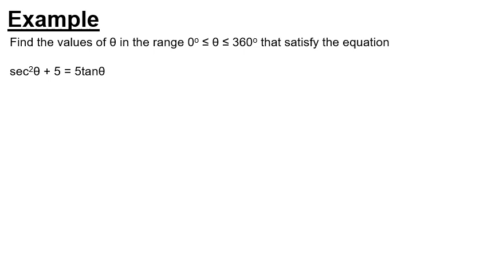Now the next thing that we need to be able to do is to use those trig identities to solve equations. So the trig identity that we're going to use in this question is that sec squared theta is equal to 1 plus tan squared theta. We're looking for all the values of theta in the range 0 to 360.